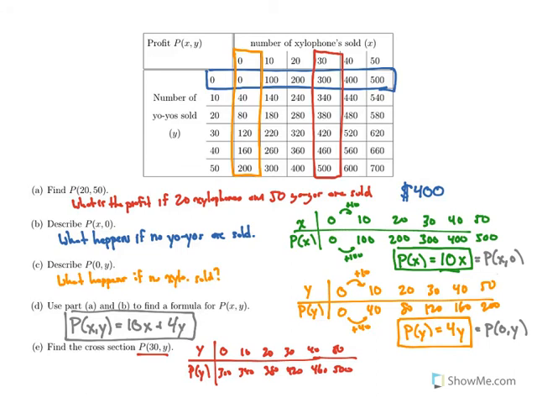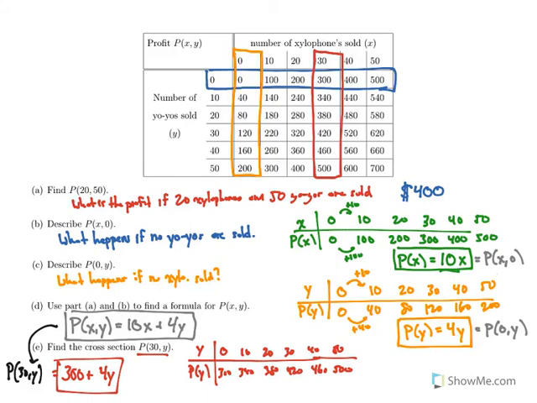And this will give us a formula of the same 4y, but this time we're starting at 300. Another way to find that is we could have simply just done plugging in 30 to here. 30 times 10 is 300, and we get 300 plus 4y.